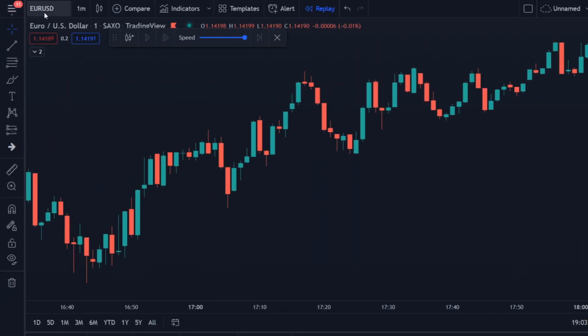Alright, as you can see, I'm testing this strategy on the Euro USD pair, but you can also use this if you are trading Bitcoin or Ethereum, basically if you're trading crypto. So this strategy works both on crypto and Forex pairs.